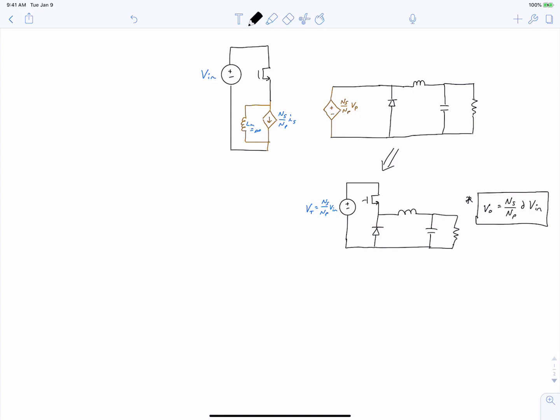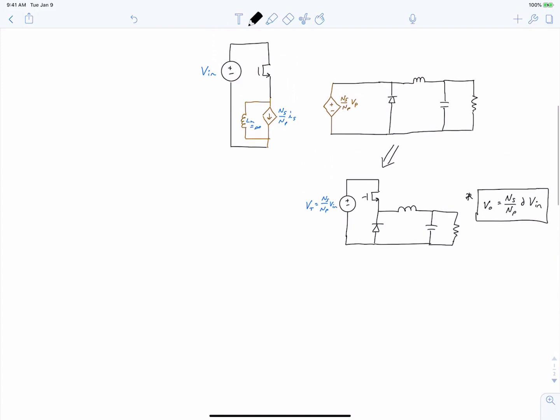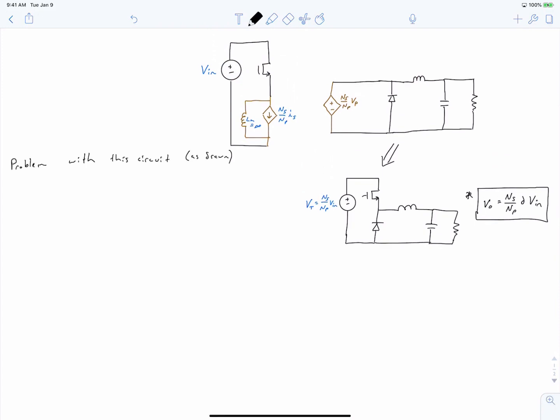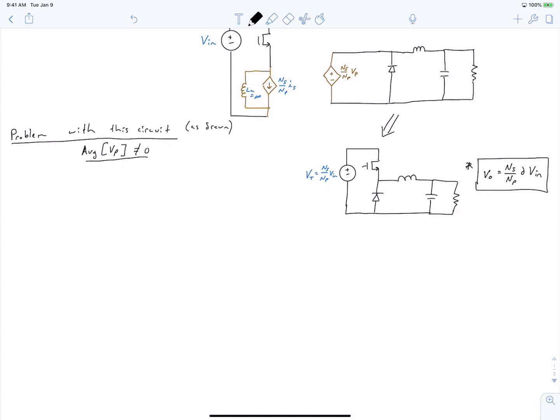So remember I said that this circuit won't actually work as it is, because this assumes an ideal transformer. For a real transformer, we're going to run into trouble. Let's talk about what that trouble is. The problem with this circuit, as it's drawn, is that we have an average Vp value. And why is this a problem? Well, it's going to cause a flux linkage to build up. It's going to cause the core flux to be unbounded.